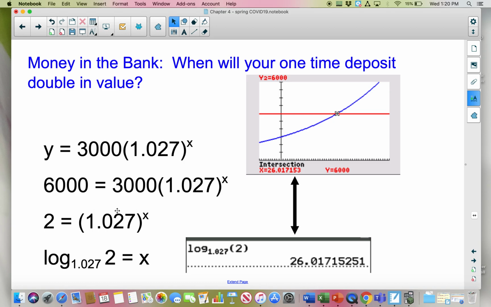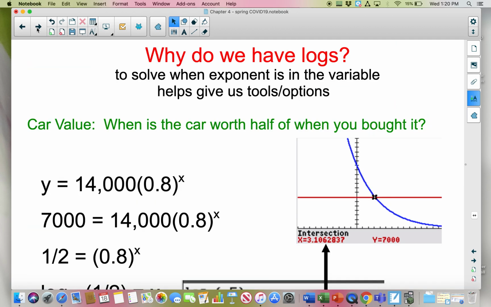So again, the base of the exponent is 1.027, so the base of my log is also 1.027. So log base 1.027 of 2. Type that into your calculator to solve for x, and you get the answer. So there you have it. That's ultimately, from an Algebra 2 standpoint, why we need logarithms, so that we can help solve our exponential equations.